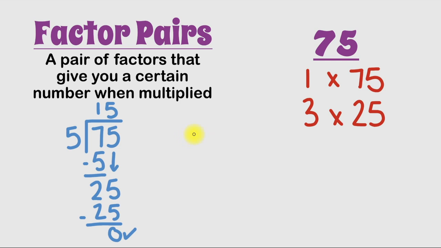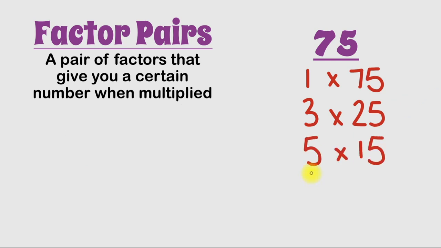And just to show you that it works, let's multiply it out. 15 times 5. 5 times 5 is 25. Bring down the 5 and carry the 2. 5 times 1 is 5. And 5 plus 2 is 7. Which gives us 75. And this means our next factor pair is 5 times 15. And let's put that with our list.